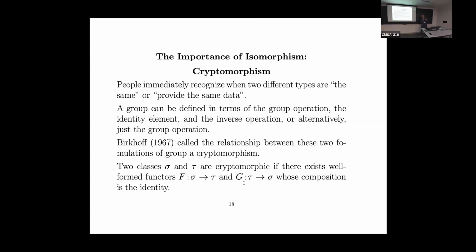You can also formulate it almost more naturally by saying, well, the data is the group element, the identity element, and the inverse operation. Those are not isomorphic. This gets back to this issue of, it's different structure, it's different data. But there's some sense in which you've defined the same thing. What's the sense in which you've defined the same thing? So this is the term cryptomorphism, coined by Birkhoff in '67.